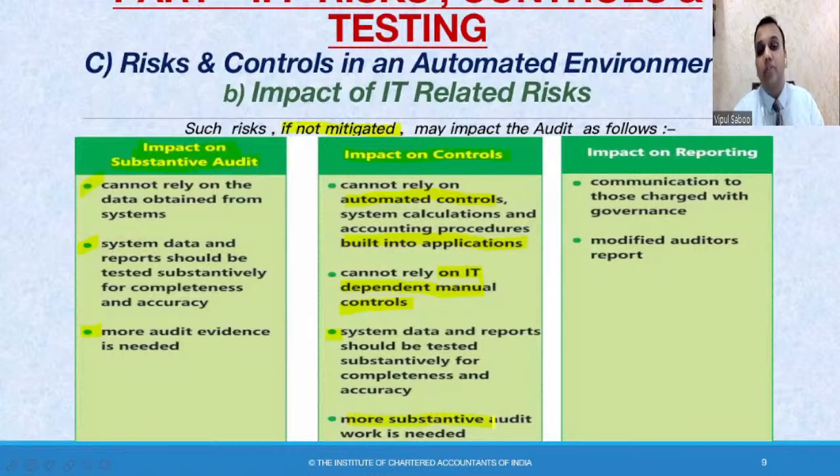More substantive work, audit work is in it. Obviously, we covered it in the first point. There is impact on our substantive audit because there is impact on controls. Just because risks are not mitigated, the controls are impacted, the controls are weak, and therefore our working gets increased. So our substantive audit also gets increased.